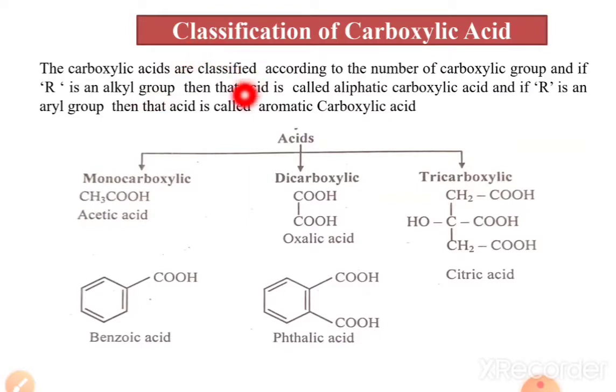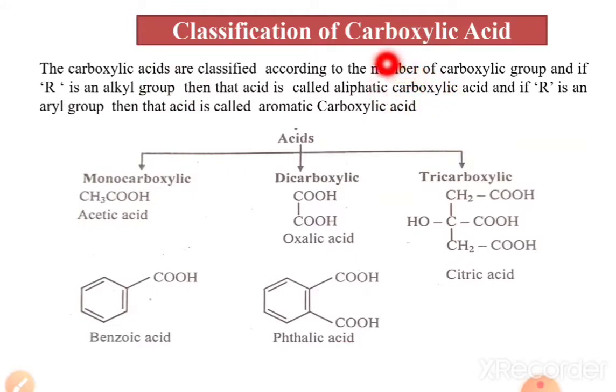The carboxylic acids are classified according to the number of carboxylic groups attached. If the R is an alkyl group, then the acid is called an aliphatic carboxylic acid. That means the R part is the alkyl group. At that time it is the aliphatic carboxylic acid.